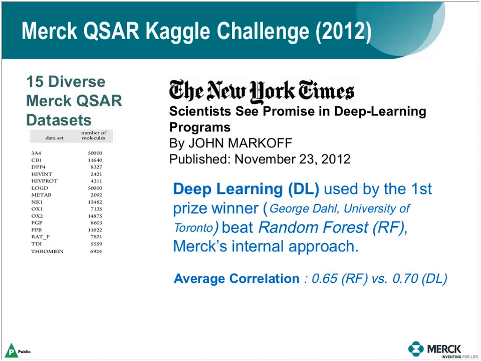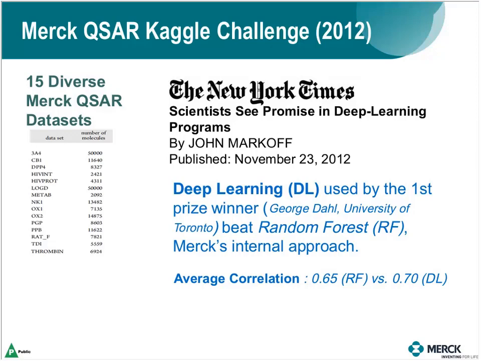George Dahl was a key member in that group. He was a graduate student at the University of Toronto under Dr. Hinton. Our internal method was a random forest. The difference between the random forest and the winning result is that the correlation between the lab result and the prediction result is 0.65 for random forest, and 0.7 for deep learning. Indeed, we consider that a fairly significant improvement.